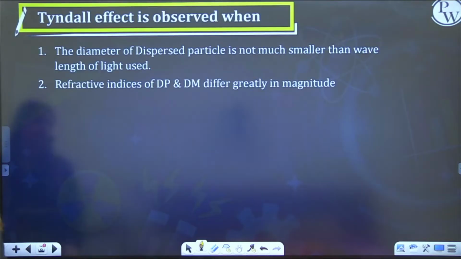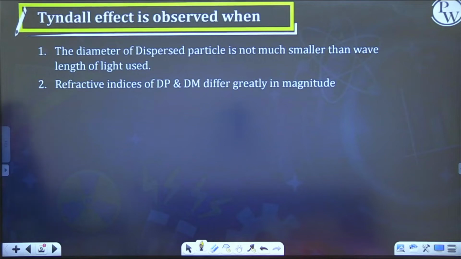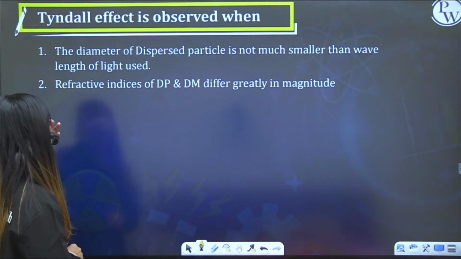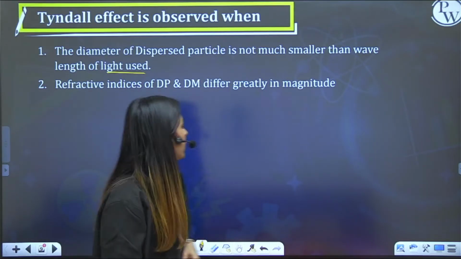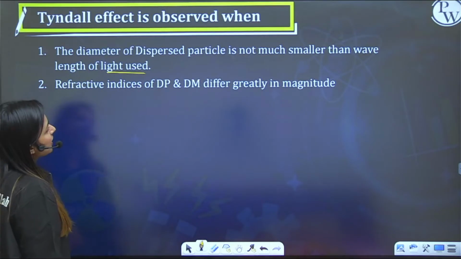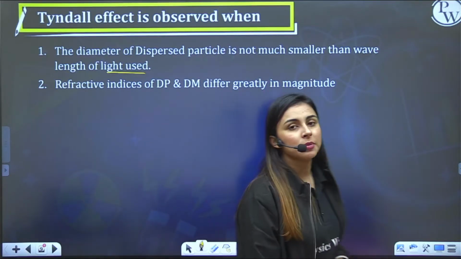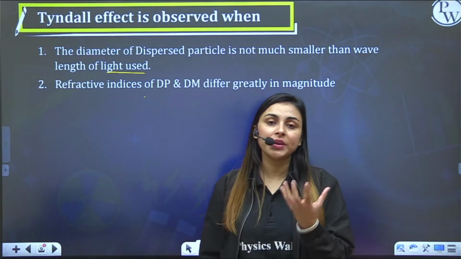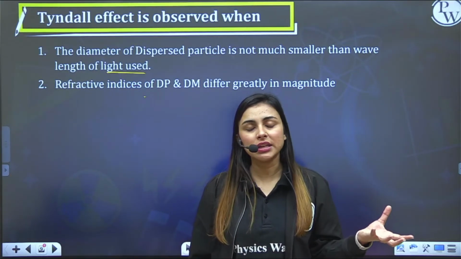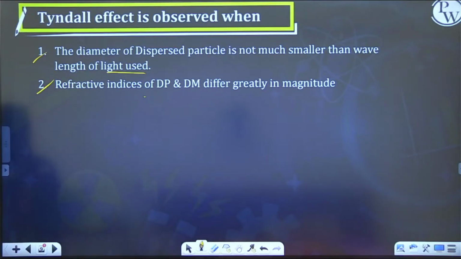Let's move forward. Now you can write these points. The diameter of the dispersed particle is not much smaller than the wavelength of the light, and that is the reason it can scatter the light. Refractive indexes of dispersed phase and dispersed medium differ greatly in magnitude. These are the few needs that are to be there so that the particles can scatter the light. If you want to write these two points, please write it down and then we'll move forward.